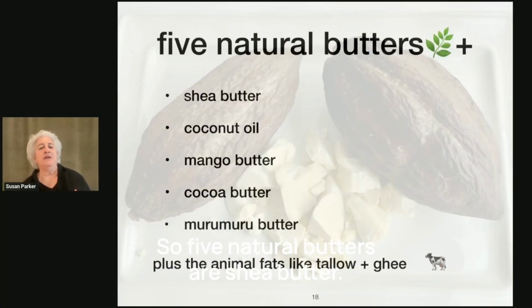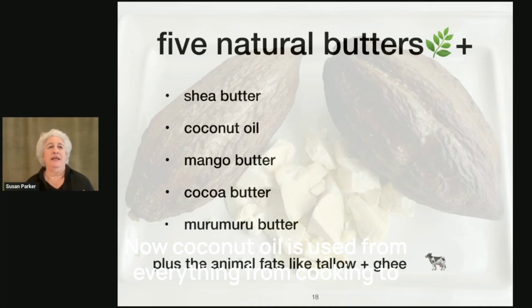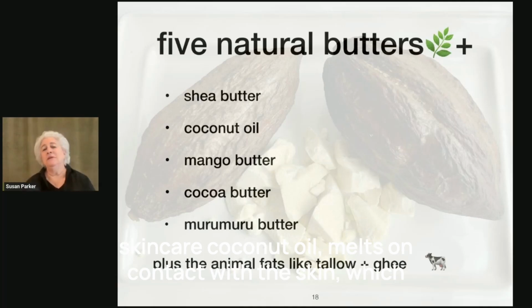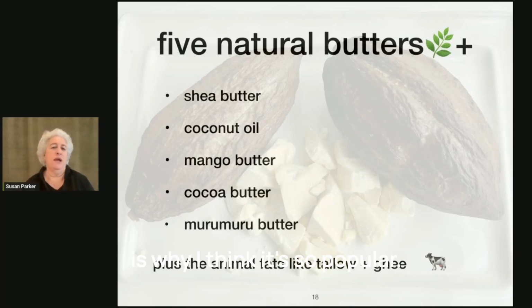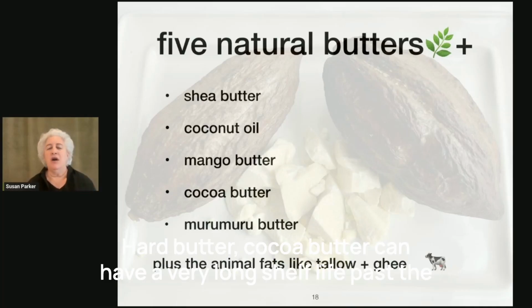So five natural butters are shea butter. It's very common and wonderful for the skin, wonderful properties. Comes from Africa. Now, coconut oil is used for everything from cooking to skincare. Coconut oil melts on contact with the skin, which is why I think it's so popular. Mango butter has a dry feel on the skin. Wonderful. Cocoa butter. Now, this is a very hard butter.